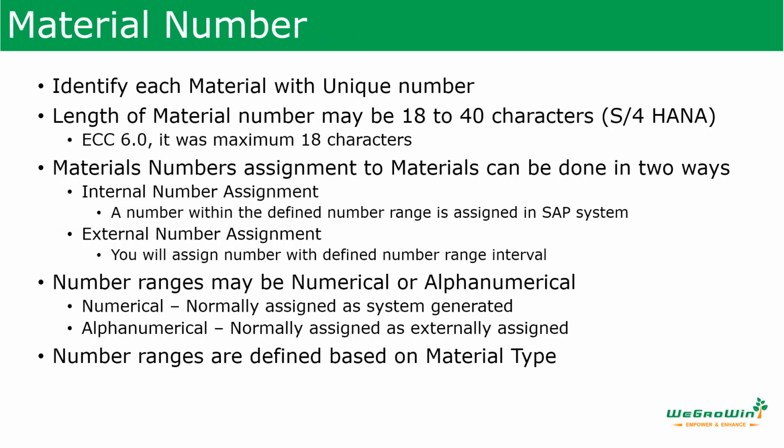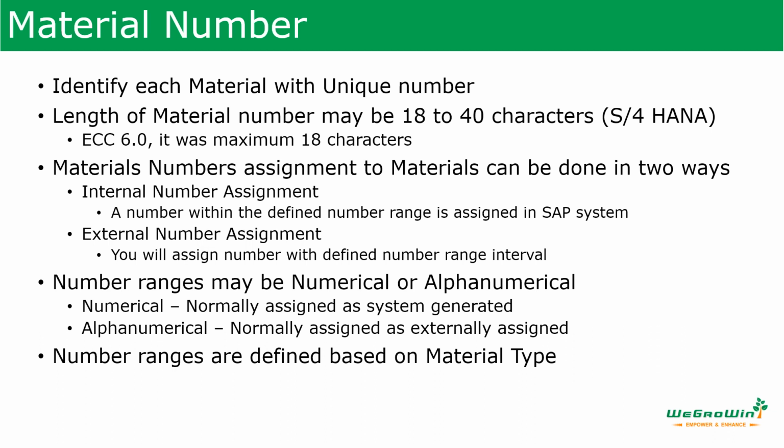A material number is identified with a unique number. The length of the material number may be 18 to 40 characters. In ECC 6, it was a maximum of 18 characters. Material number assignment to the material master can be done in two ways. It may be internal assignment or it may be external assignment.